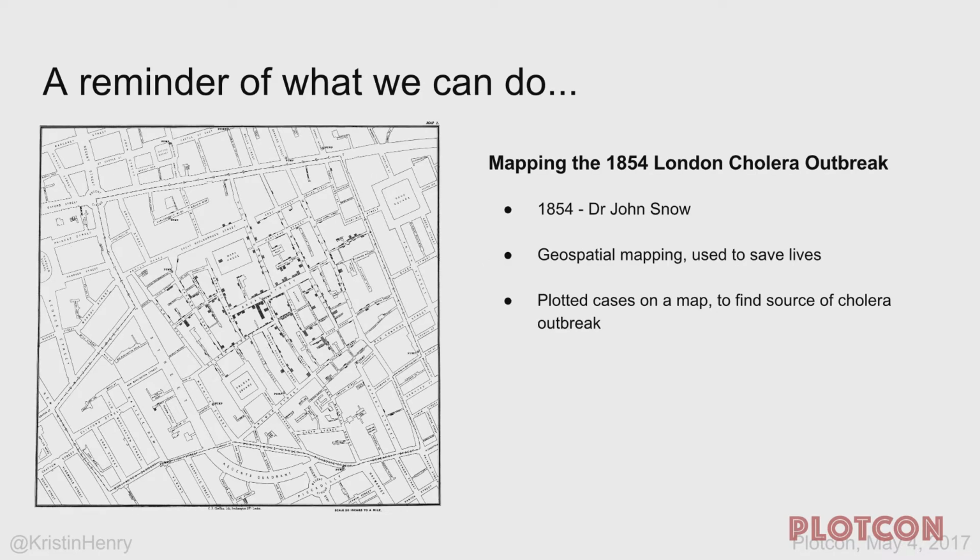Going way back in time to 1854, Dr. John Snow was trying to figure out what was causing a cholera epidemic in London. This is the first known map that I know of that was done in particularly this way. He plotted all of the cases of cholera on a map because he had a hunch that if he saw the clustering of where people were physically located, that might give him a clue as to what was causing all of these deaths.